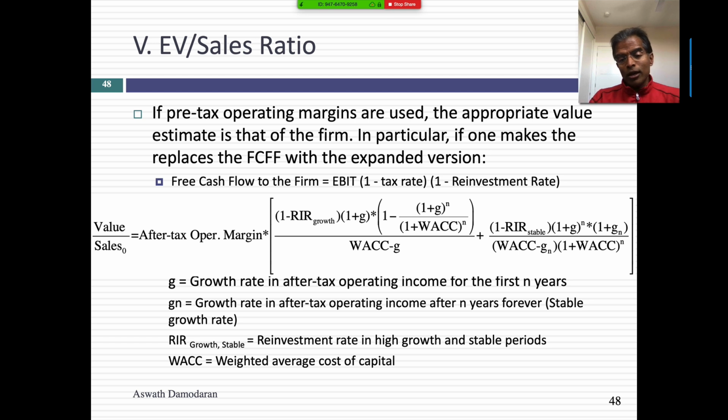Let's do one final EV multiple because we've looked at EV to invested capital, we've looked at EV to EBITDA. Let's look at EV to sales. Again, I'm going to cut to the chase. I'm not going to torture you by doing the algebra again. But here's what I did.